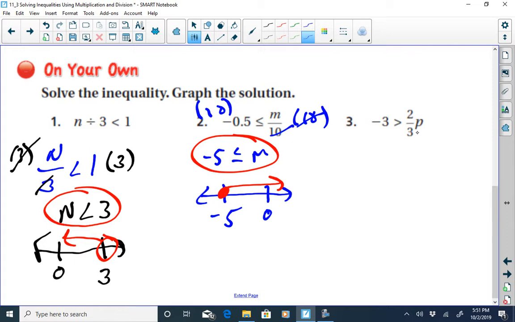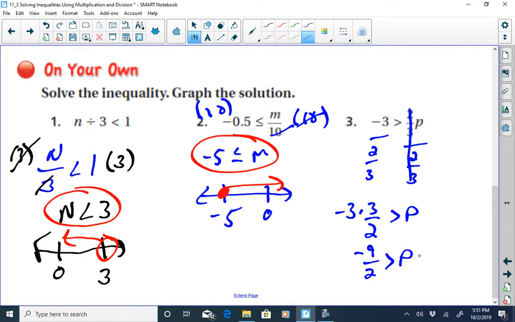We have 2/3 times a value p. The opposite would be to divide by 2/3 on both sides of the inequality. On the right side, they cancel and become 1. But on the left side, we're going to have negative 3 divided by 2/3. When we reciprocate and multiply, that becomes negative 3 times 3 over 2, and that's got to be greater than p. Negative 3 times 3 is negative 9, so we wind up with negative 9 over 2 is greater than p.